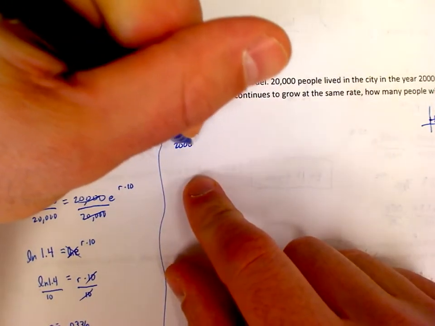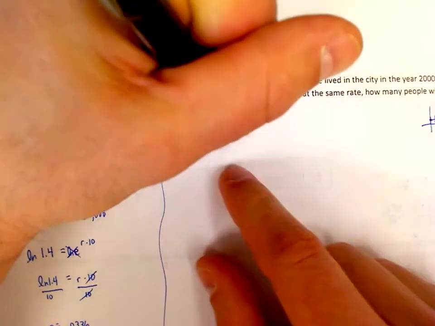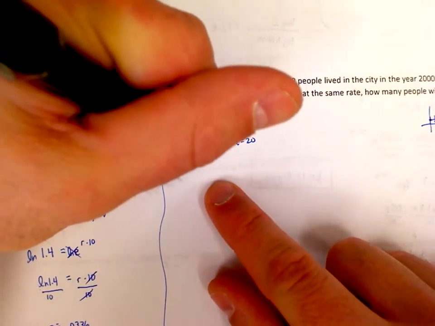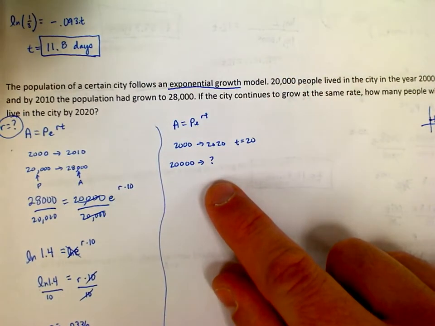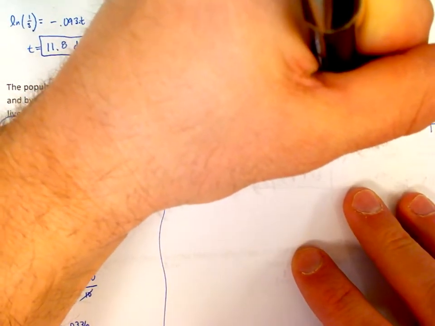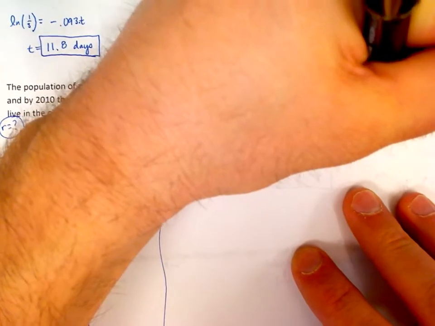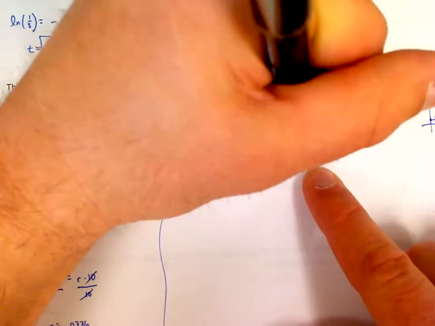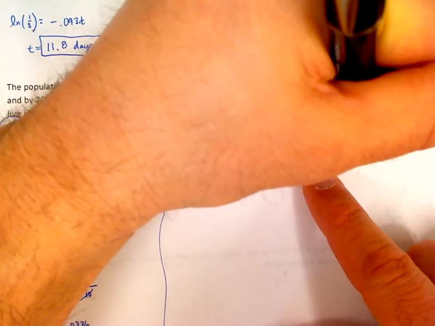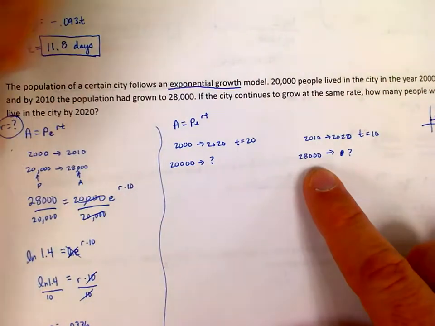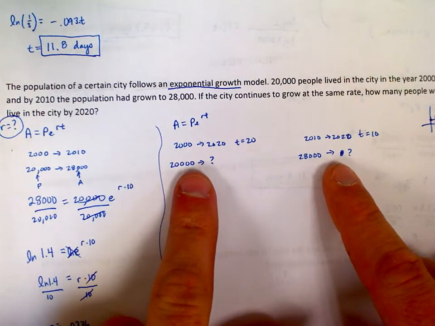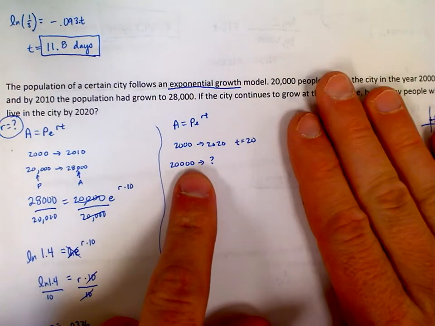We can start at 2000 and go to 2020. If that happens, I'm going to use a time value of 20 years. I'm going to use a starting population of 20,000, and my final population is what I'm trying to solve for. Or I can look at it as 2010 to 2020. And if that happens, then I'm going to use a time value of 10 years, but I'm going to use a different starting population, because the population in 2010 was actually 28,000. The final population is what I'm going to go for, right? So that's what I'm interested in. I can use either one of these and I'm going to get the same value out, okay? So pick one. Let's just do this one, okay, for the sake of simplicity.